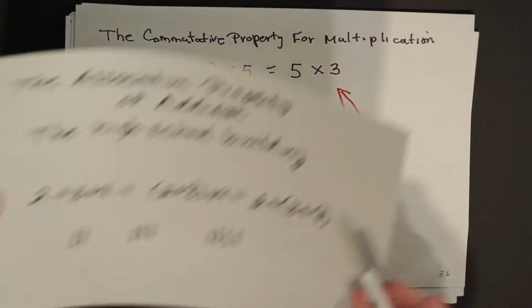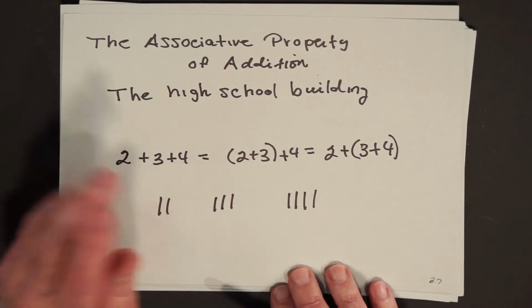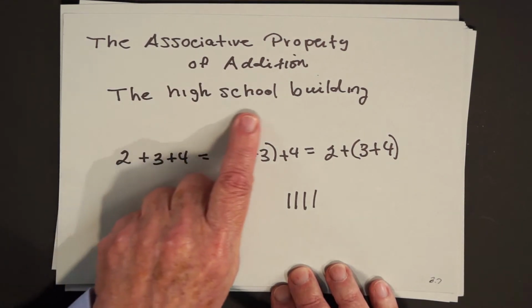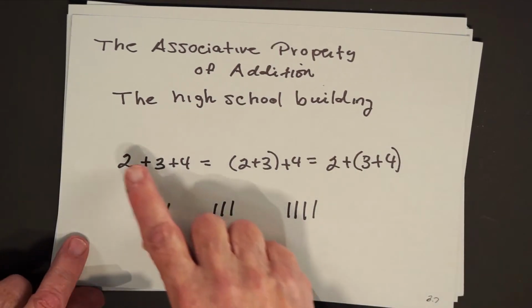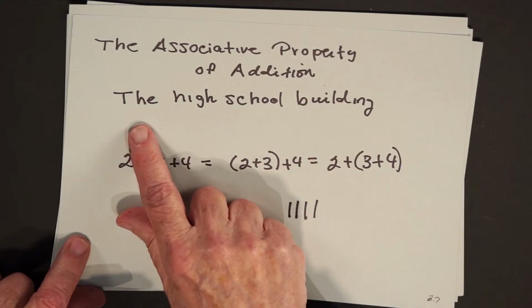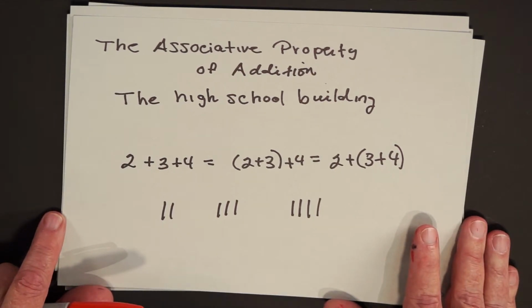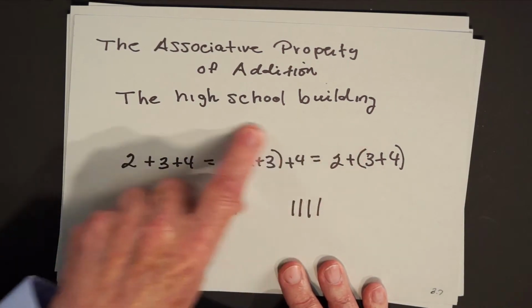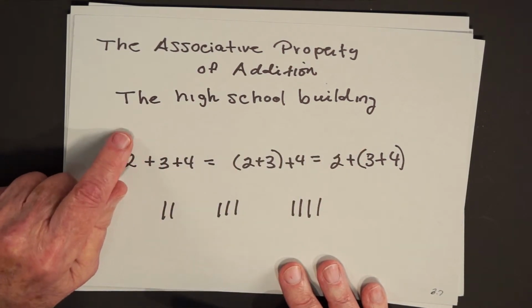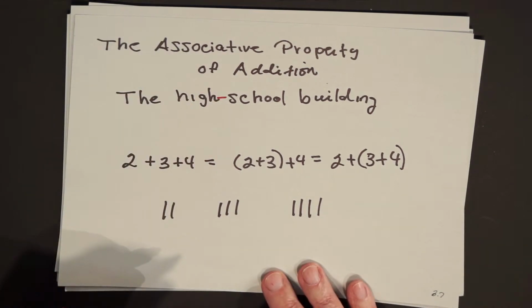Well, if you want a more serious problem, look at the phrase, this is called the associative property of addition we're talking about. Look at the phrase, the high school building. I deliberately didn't put any voice inflection in. Just by looking at this, can you see two completely different meanings? For example, is this a one-story building that holds grades 9 through 12? In other words, is it the high school building?